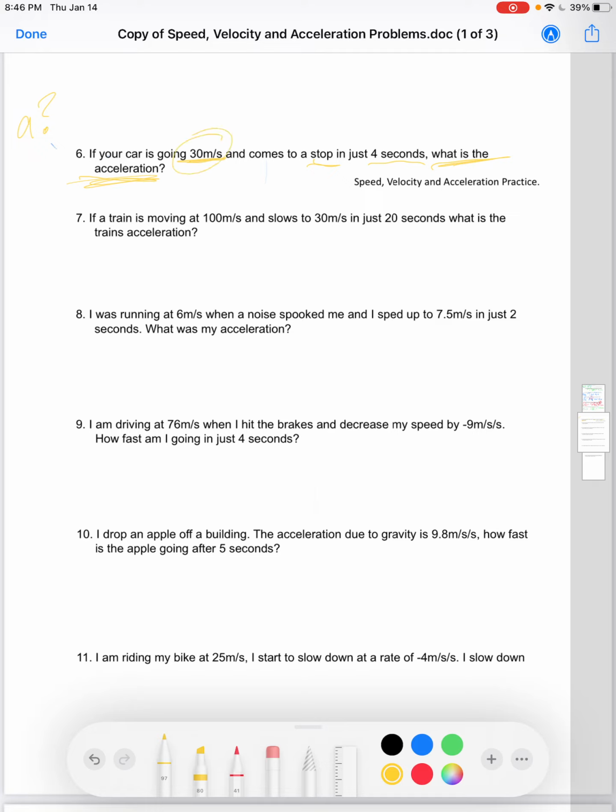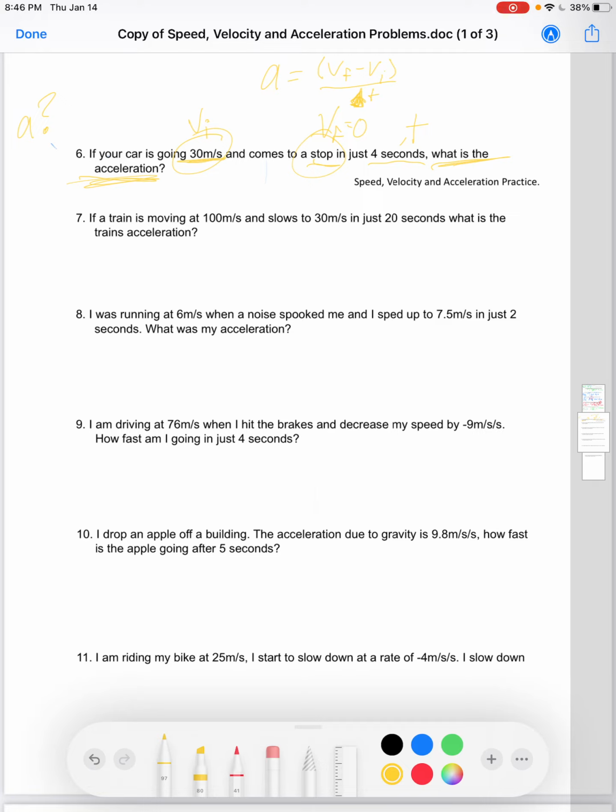It was going 30 meters per second and then it stopped. So 30 meters per second is going to be my initial velocity. Final velocity is going to be 0. And this 4 seconds is my time. So remember, or look at your formula chart, and you can see that acceleration equals final velocity minus initial velocity divided by change in time. The delta symbol just means change. In this case, it was 4 seconds.